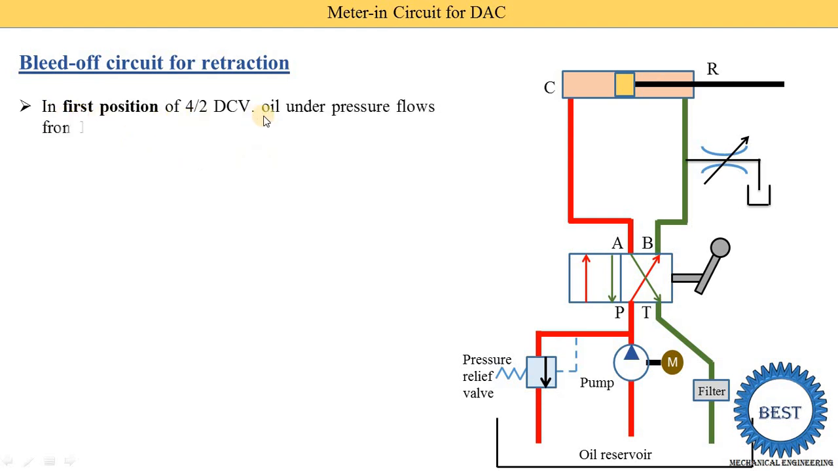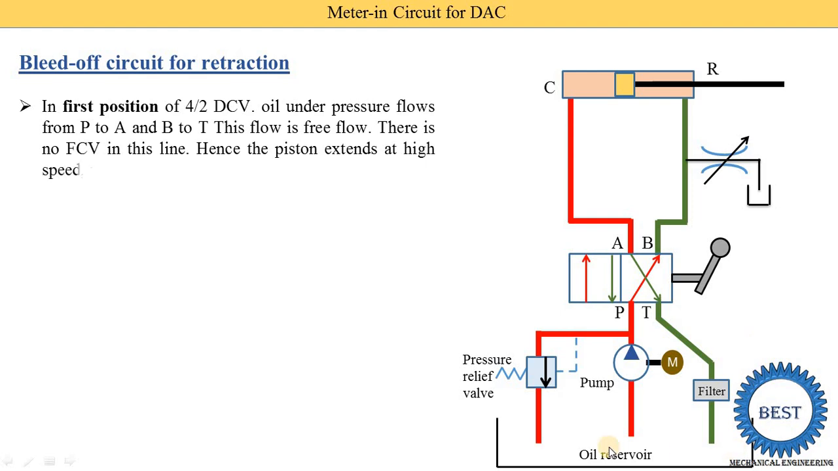So in the first position of the 4/2 DCV, this diagram is actually for the second position, not for the first position. We know that during the first position extension is going on, and during this extension we are not able to control the speed. That's why it moves at a higher speed. We are only able to control the speed during the retraction, and the retraction happens in the second position of the directional control valve. So in the first position we are not able to control the speed, so it moves at a higher speed.